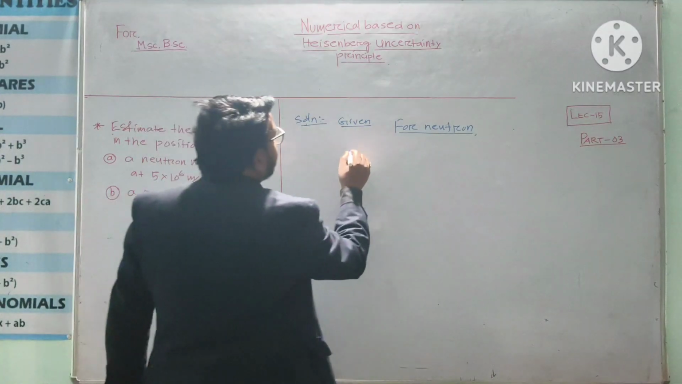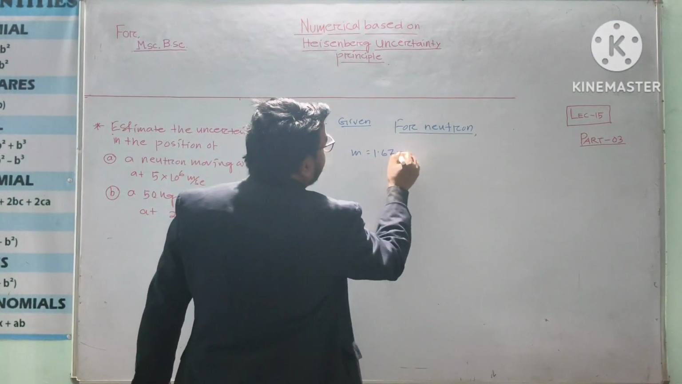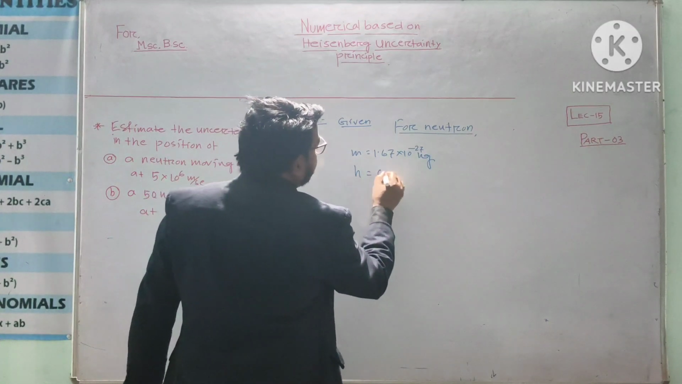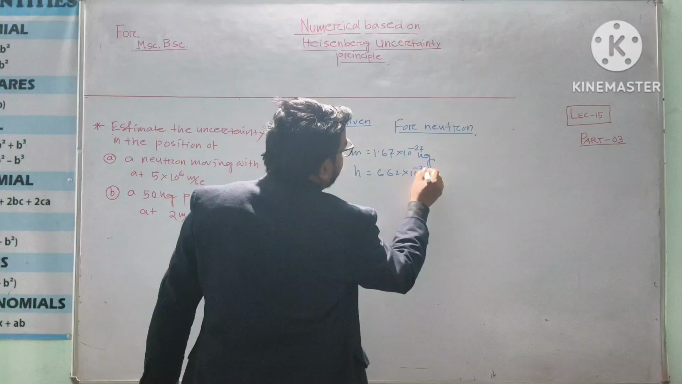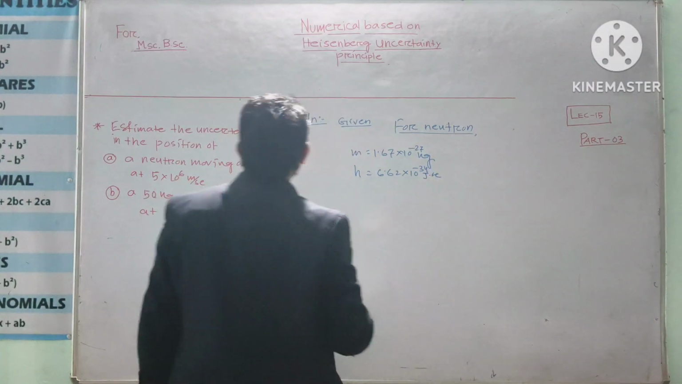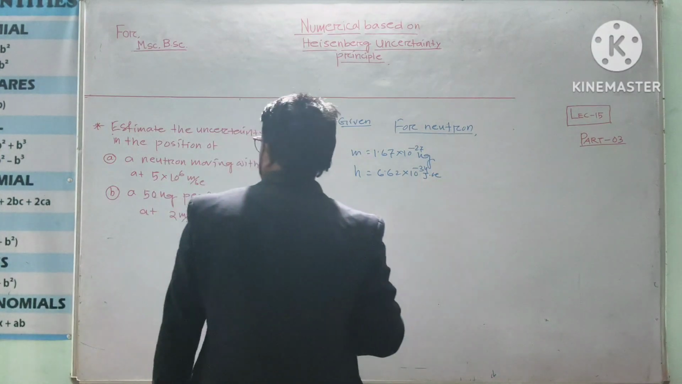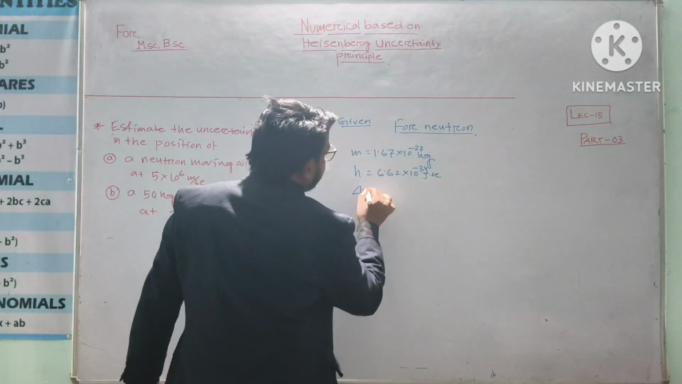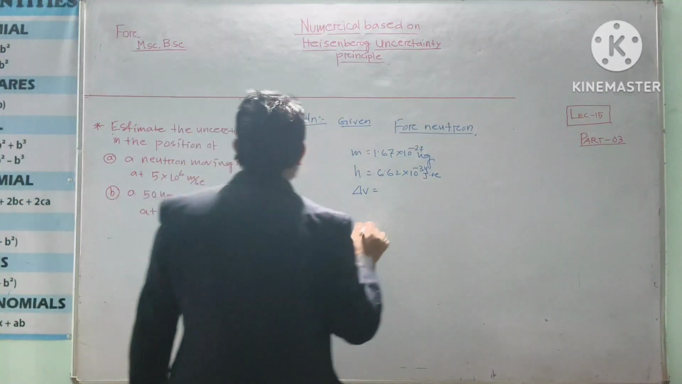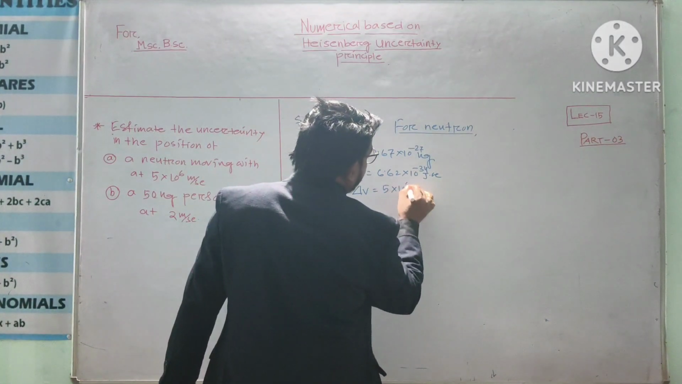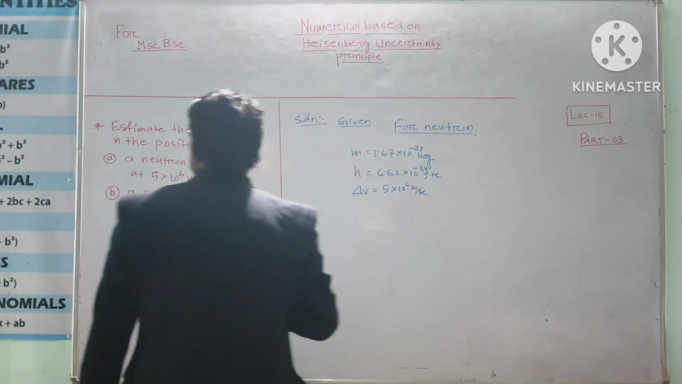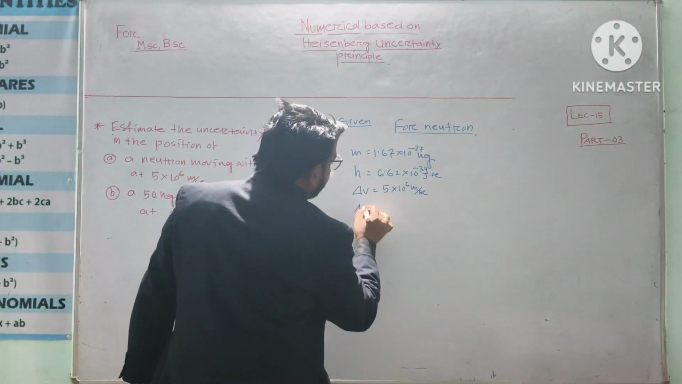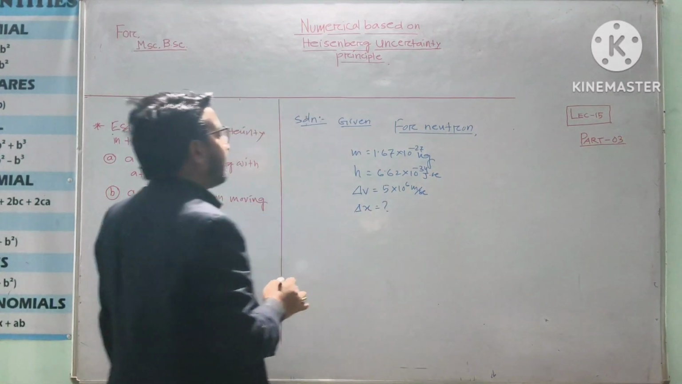As we know, mass of neutron equals 1.67 into 10 to the power minus 27 kg, and Planck constant is 6.62 into 10 to the power minus 34 joule second, and delta v, the uncertainty in velocity, equals 5 into 10 to the power 6 meter per second. Calculate the uncertainty of position. Okay, so delta x equals what? We need to find delta x.